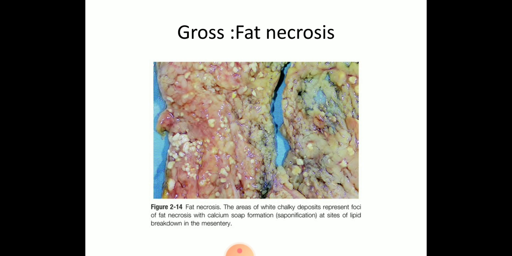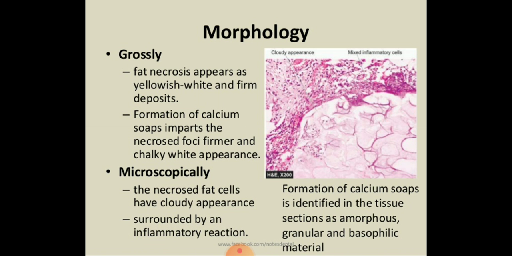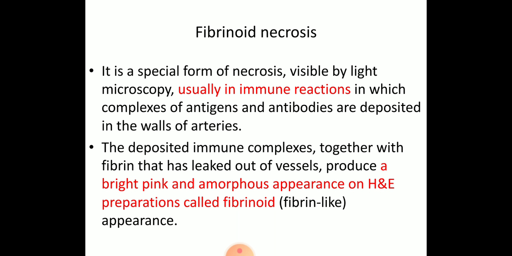that is called fat saponification. This is the gross figure which shows an example of fat necrosis, in which you can see the areas of white chalky deposits representing foci of fat necrosis with calcium soap formation, that is fat saponification, in the mesentery. And morphologically, fat necrosis is characterized by necrotic fat cells that are cloudy in appearance, surrounded by inflammatory reactions.